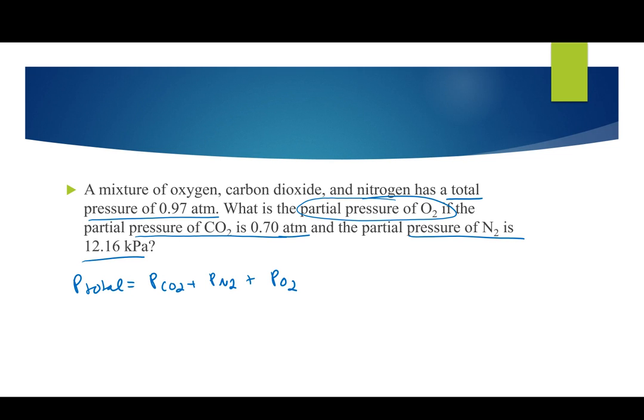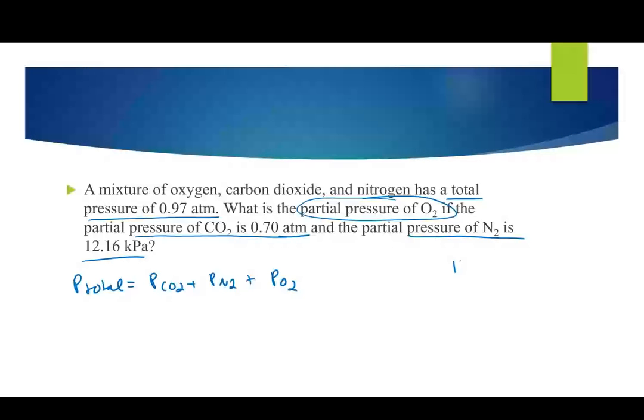When I go to solve this, notice that both the total and the carbon dioxide are given in atmospheres and the nitrogen is given in kPa. They have to be the same unit in order to add them. It doesn't matter what that unit is. If you wanted to make them all millimeters of mercury, that's fine. They have to be the same unit, though, to add them.